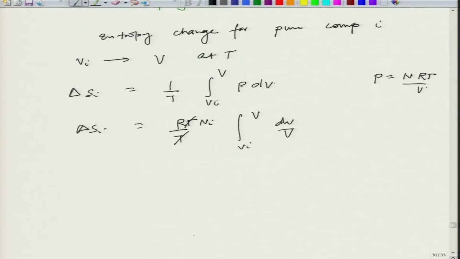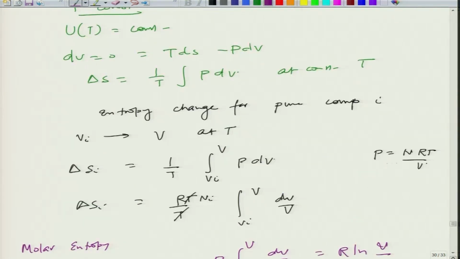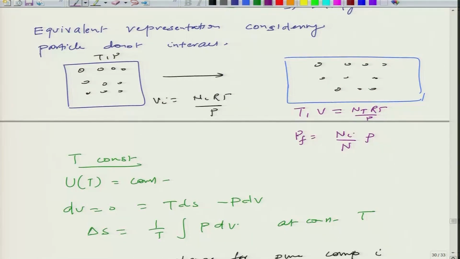So, now I can look at molar entropy, which will be delta S_i bar, and I can just focus on R integral from V_i to V of dV by V. This is nothing but R ln V by V_i, which I can write as R ln. Now, V here is a total volume. Total volume of the system in the mixture is related to the total number of moles, RT by P.